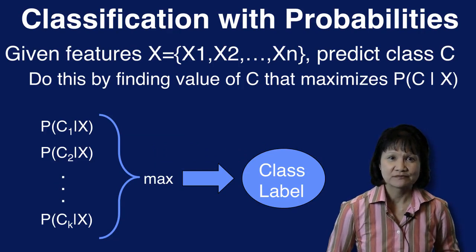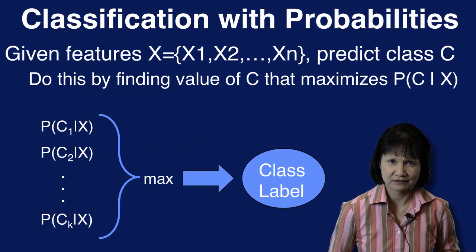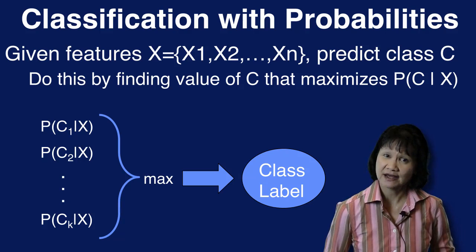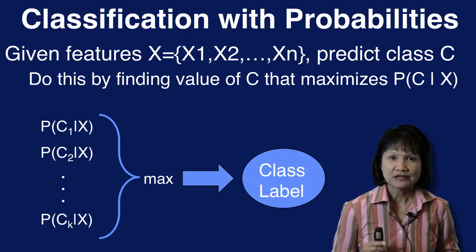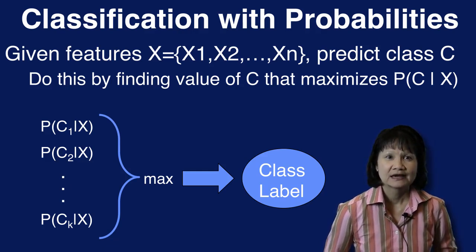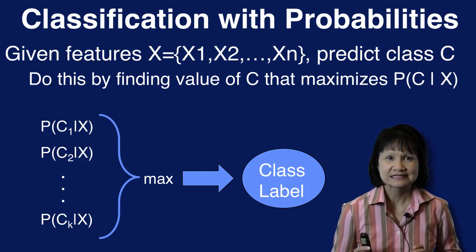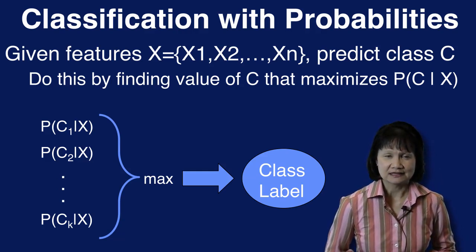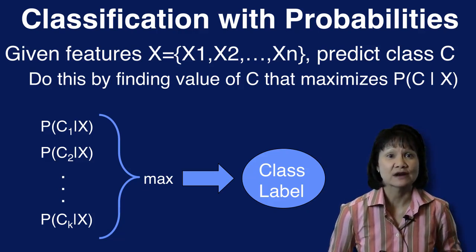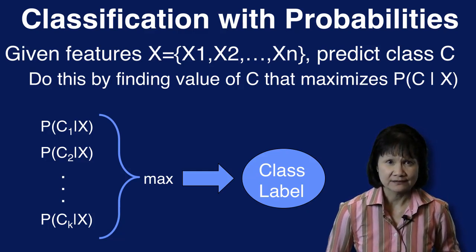Now that we have reviewed some background on probability, let's see how all this relates to the classification problem. With the probabilistic framework, the classification task is defined as follows. Capital X is the set of values for the input features in the sample. Given a sample with features X, predict the corresponding class C. Another way to state this is, what is the class label associated with the feature vector X? Or, how should the feature vector X be classified?